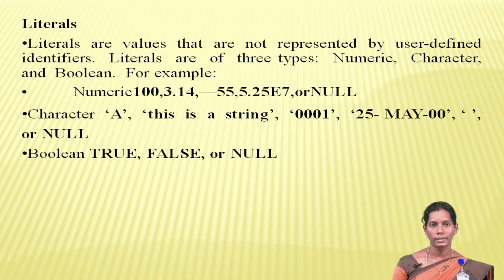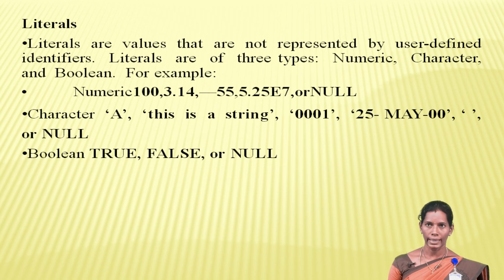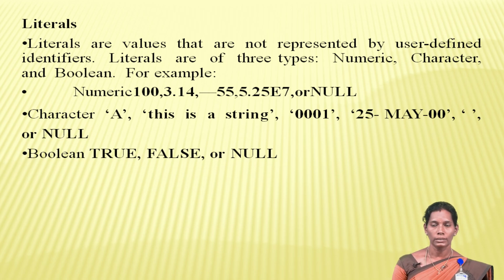And the next one, literals. Literals are values that are not represented by user-defined identifiers. Literals are of three types, namely numeric literals, character literals, and Boolean literals. For example, numeric literals are 100 and 3.14, or null values. An example for characters: capital 'A' is denoted in single quotes. Boolean values are true, false, or null.